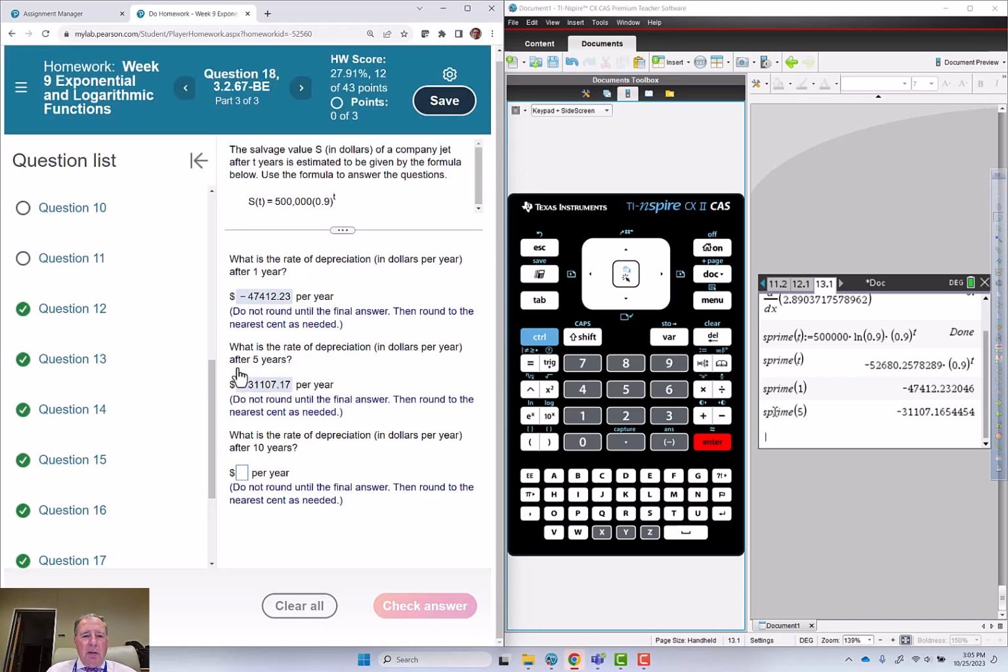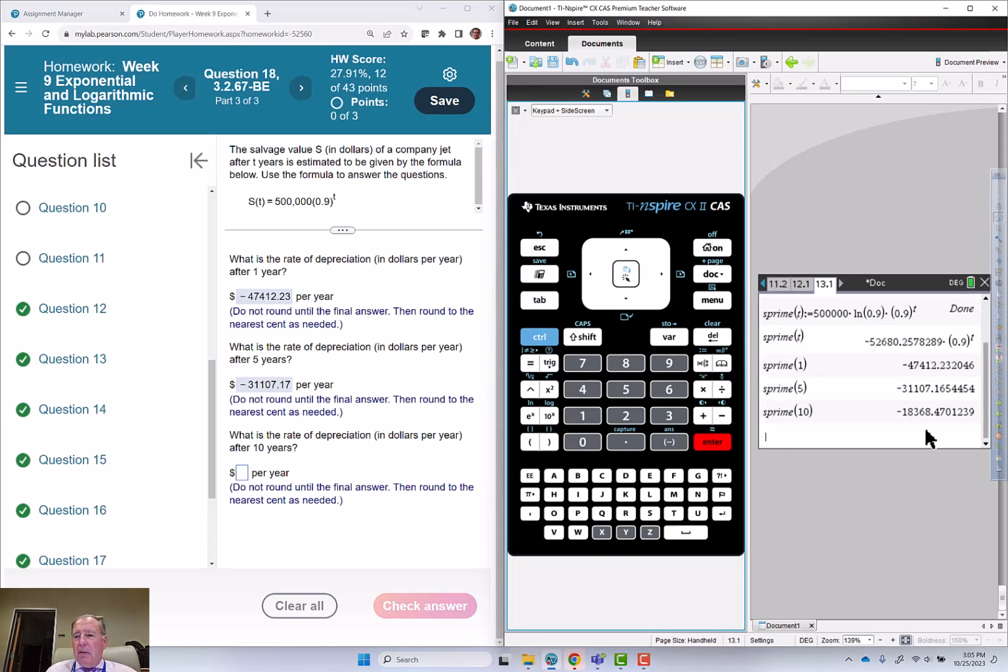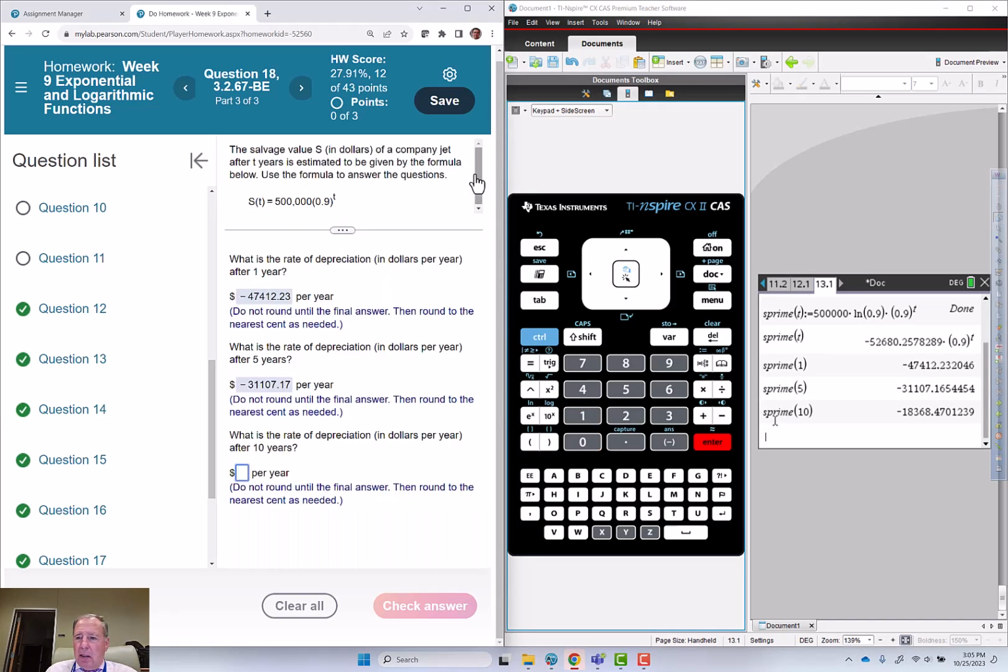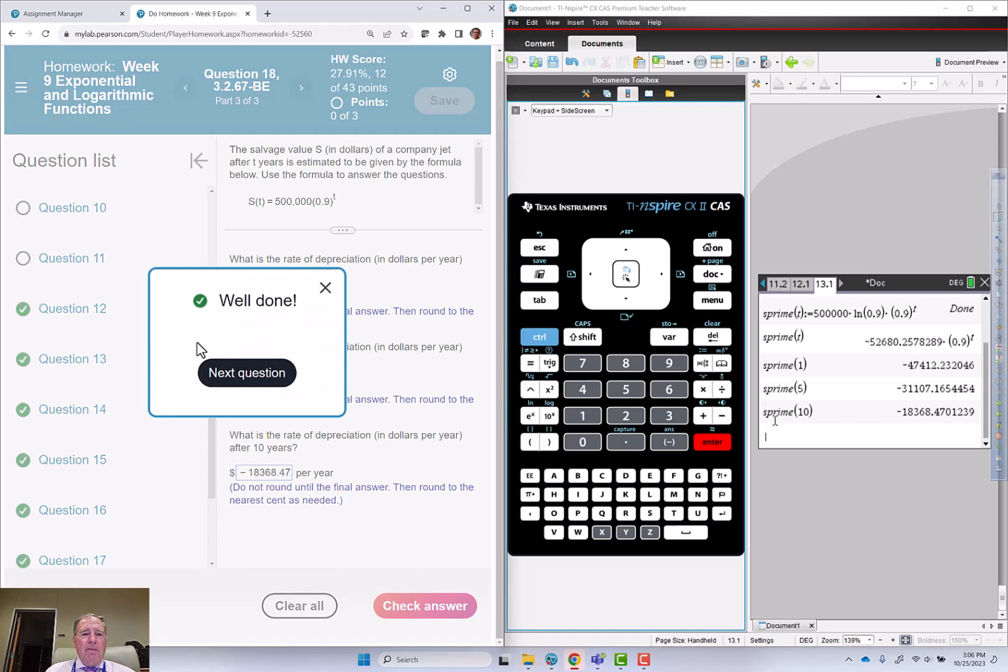Check answer, good job. Now after 10 years, so S prime at 10, and we get negative 18,368.47. Check answer. And before going into the next question, I'm going to show you a couple things in the calculator.